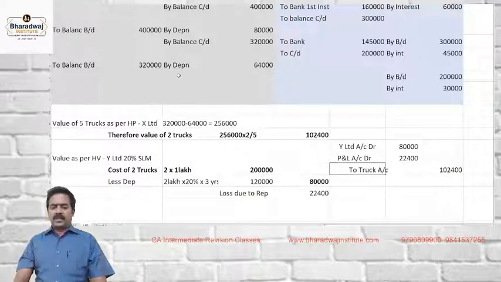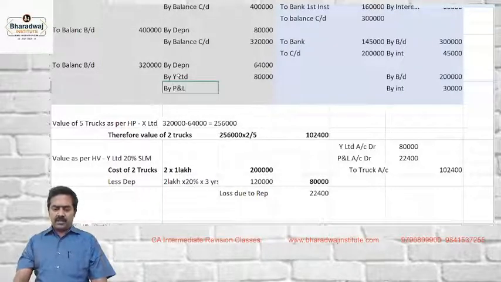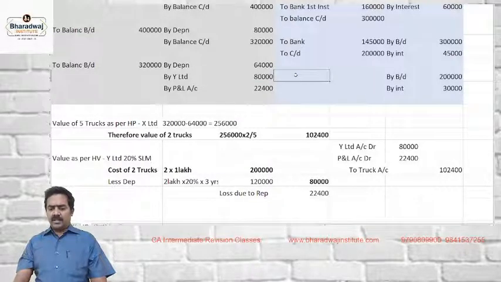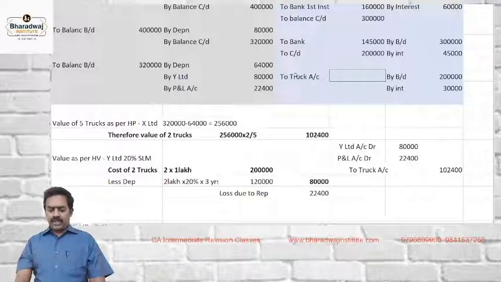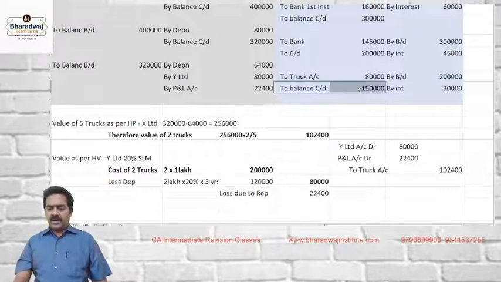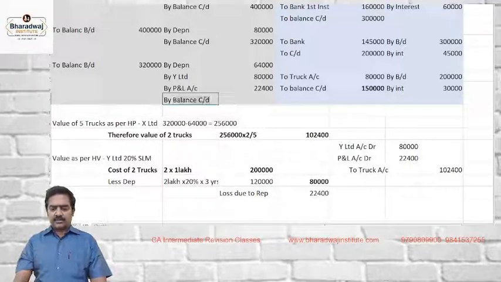22,400. When you post this, it will come as by Y Limited. By Y Limited, they take over for how much? 80,000. By P&L account, 22,400. It will come. Here it will be to truck account. To truck account, they repossess for how much? 80,000. The balance will continue. This we have to pay in the future. 2 lakhs plus 30,000 minus what? 80,000. This balance will continue. This we have to pay with interest in the next year. The truck balance also will continue.